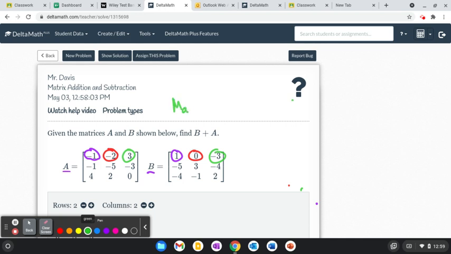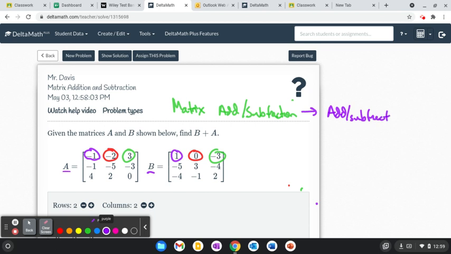So with matrix addition and subtraction, the way that I would say it is you just add or subtract the matching, or the corresponding, elements in each position. And really that's all there is to it.